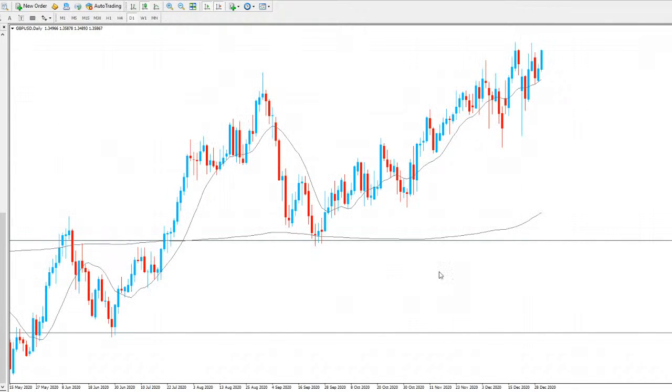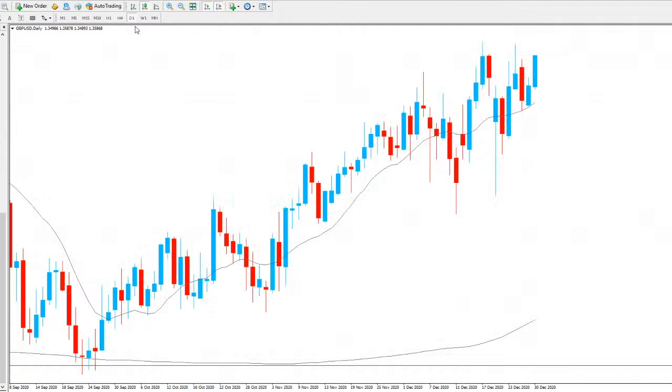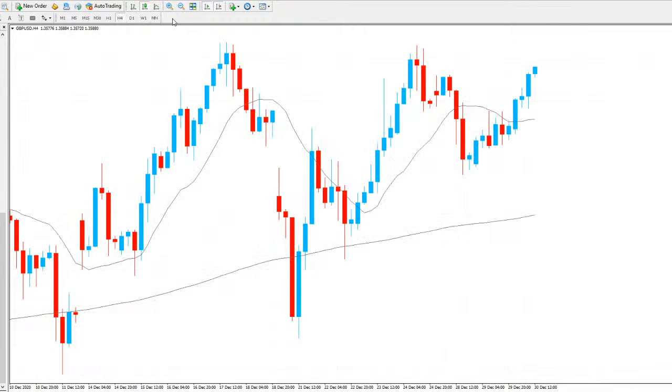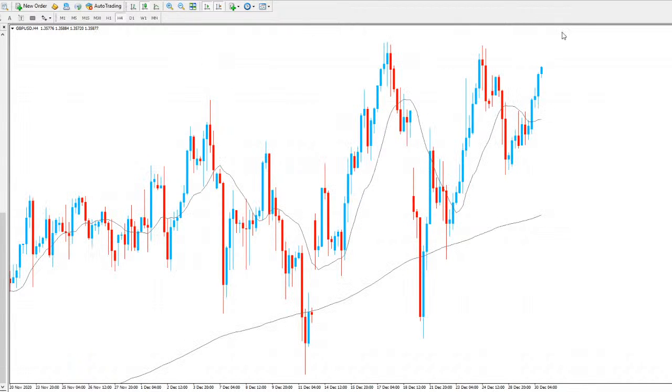GBP/USD is still looking bullish as well. And again, if GBP/JPY is looking bullish, more often than not, GBP/USD is going to look bullish as well, because they both move quite similar. So again, if we're going to expect a push to the upside for GBP/JPY, we might even see a push to the upside for GBP/USD as well. As you can see, we are looking quite bullish there.